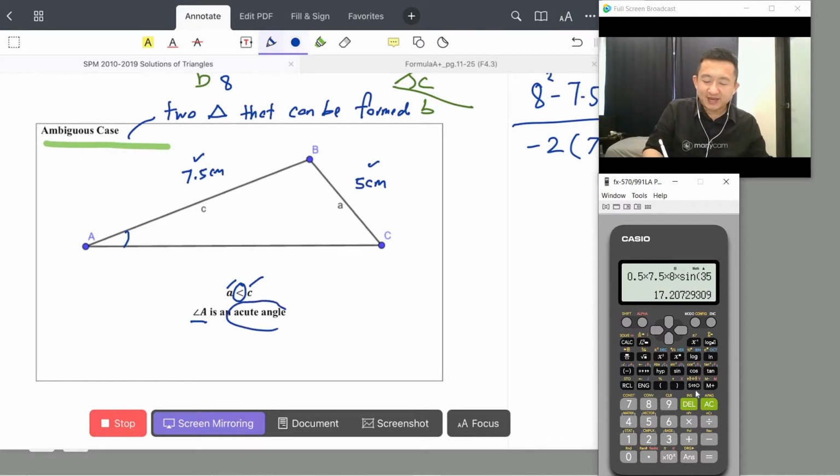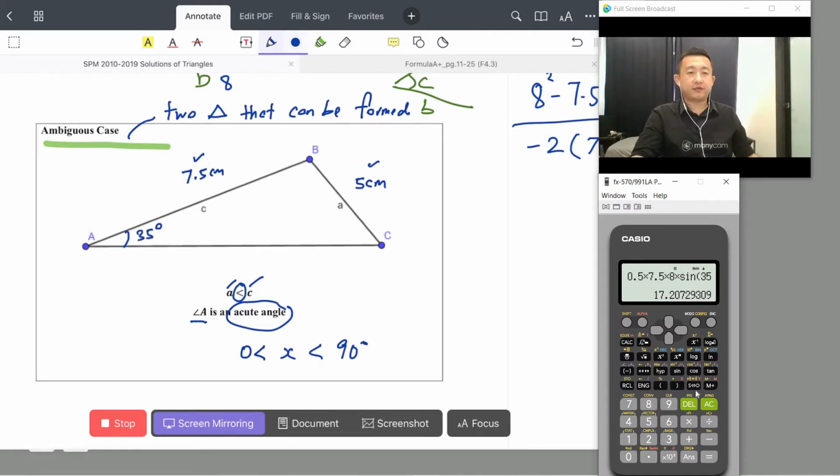Now, what is an acute angle? What is the range of the angle? Remember? From 0 to 90. Okay, quadrant 1. Well done. So if this is an acute angle, for instance 35 degrees, this is the situation: two triangles can be formed by using all these three pieces of information. I will show you how.